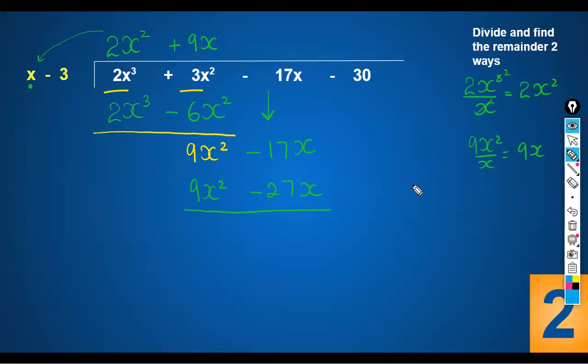Don't get lazy with the minus signs. 1 here and 1 here. 9x squared minus 9x squared is 0. I'm going on the right track because I'm supposed to get 0. How about this one here? I'm going to write back this one here.